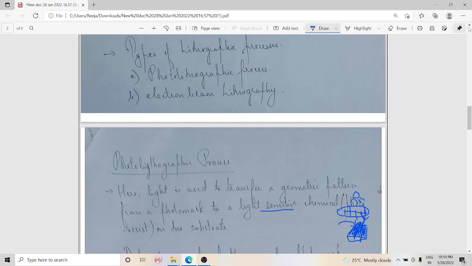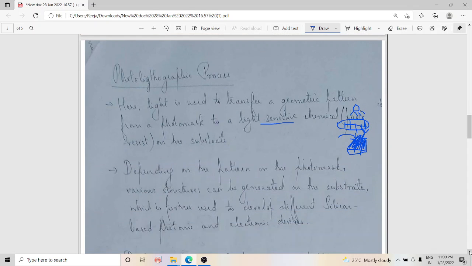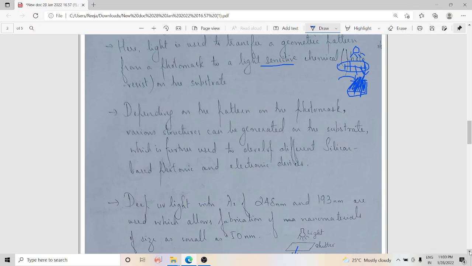photolithographic process. Here, light is used to transfer a geometric pattern from a photo mask to a light sensitive chemical, that is the photoresist on the substrate. Depending on the pattern on the photomask, various structures can be generated on the substrate, which is further used to develop different silicon-based photonic and electronic devices. Deep ultraviolet light with wavelengths 248 nanometer and 193 nanometer are used, which allows the fabrication of nanomaterials of size as small as 50 nanometer.